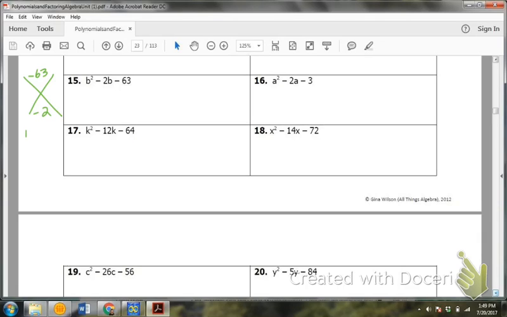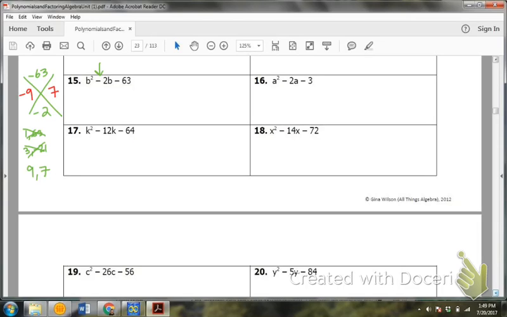1 and 63. Well, that's not going to give me 2. 3 and 21. If I make one of them negative, is that anywhere close to getting 2? Okay. What else makes 63? 9 and 7. So we just talked about if I want to get a negative number here, the bigger number needs to be negative, right? And we can check that math. Negative 9 plus 7 does add to be negative 2.